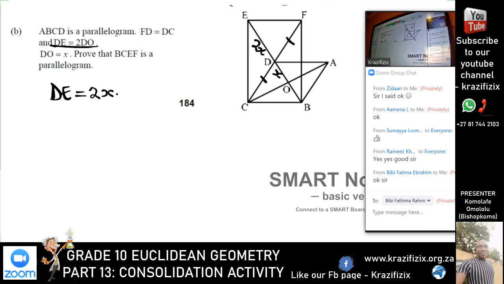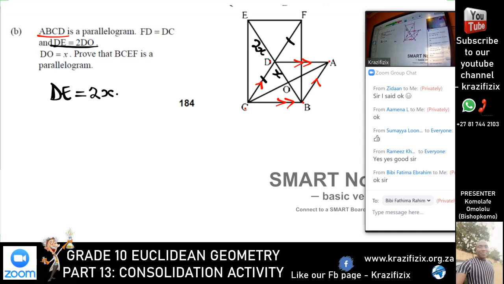By the way, we know it's a parallelogram. ABCD, let me use red. ABCD is a parallelogram. What do we know about a parallelogram? We know that opposite sides are what? Parallel. So, check this. A, B, C, D. This is parallel to that. And that is also parallel to this.